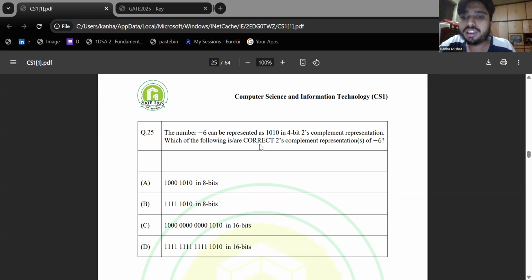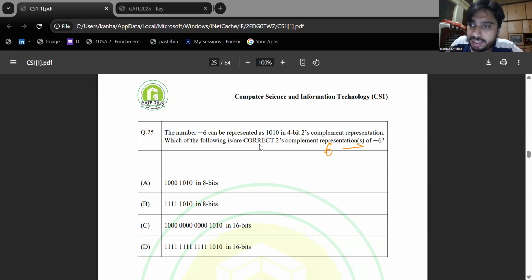Let's do that. In order to understand this, let's understand what 2's complement is. 2's complement is a way of representing signed integers in binary. It has benefits like simple binary arithmetic, only one representation of 0, and the most significant bit indicates the sign. 0 is for positive, 1 is for negative. What are the steps to find 2's complement? First, convert the 6 into binary form.